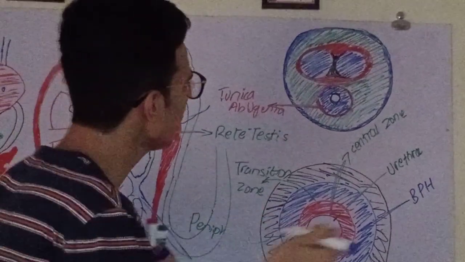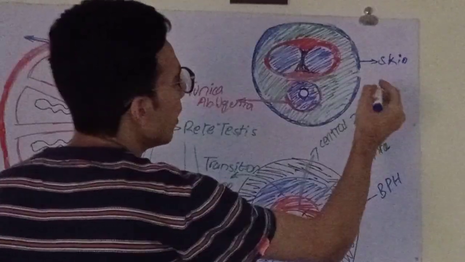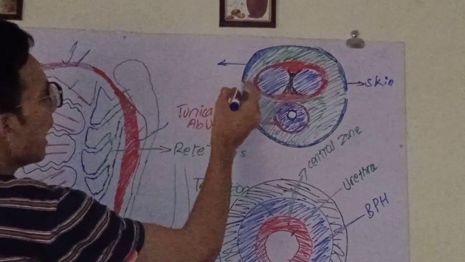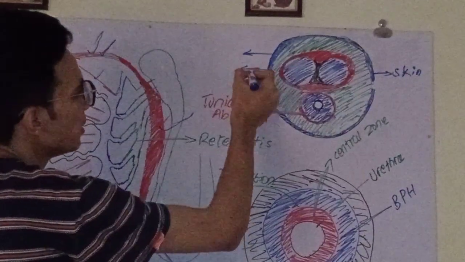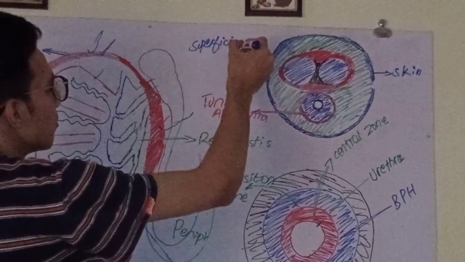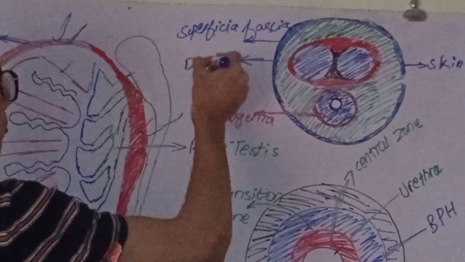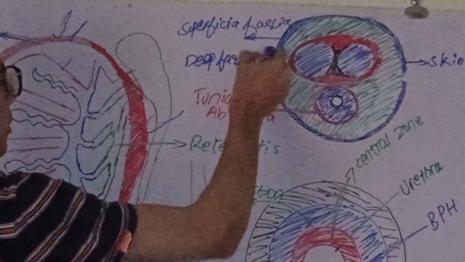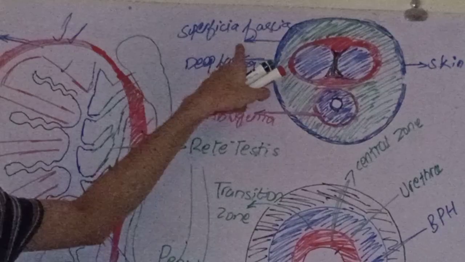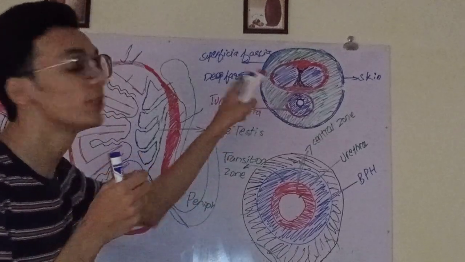Now, the penis is surrounded by skin. Below the skin is the superficial fascia, and below the superficial fascia is the deep fascia. The superficial fascia is also called Colles' fascia, and the deep fascia is also called Buck's fascia.